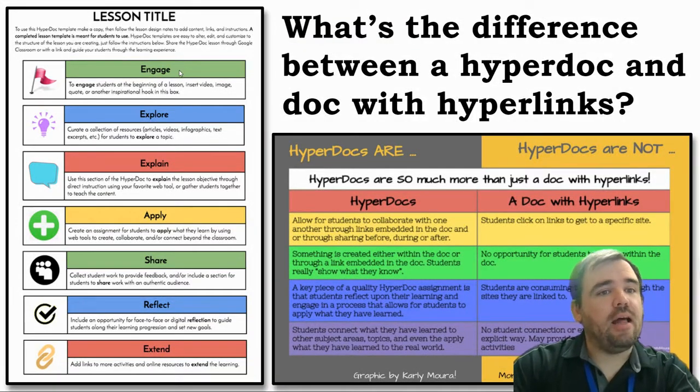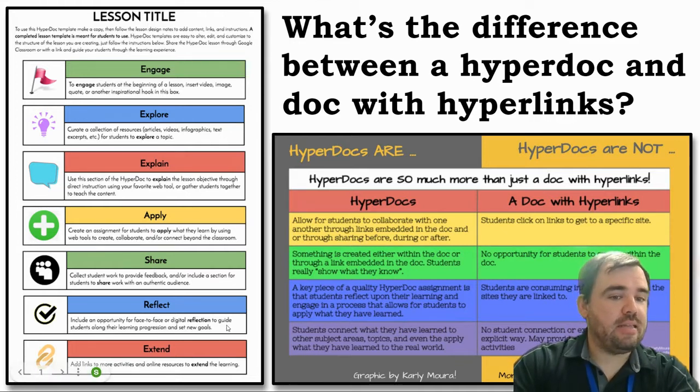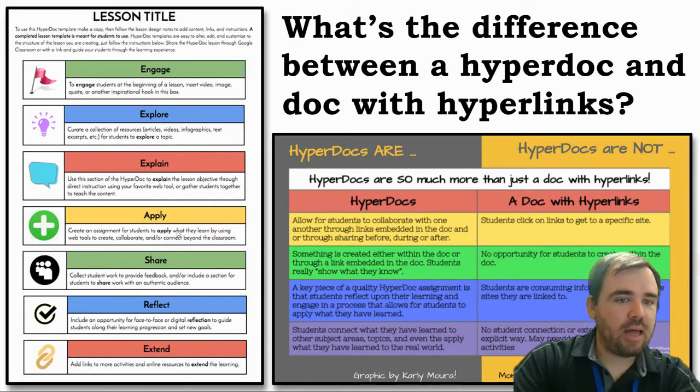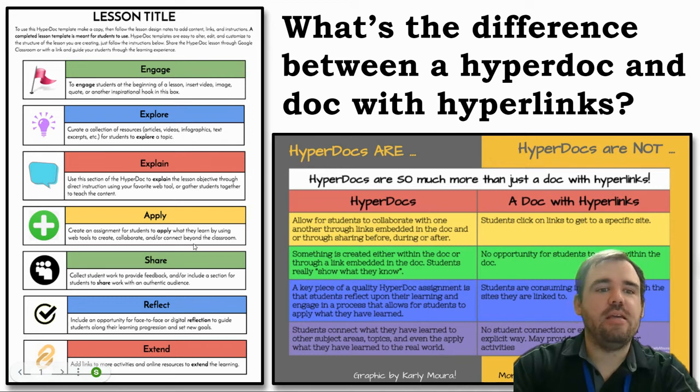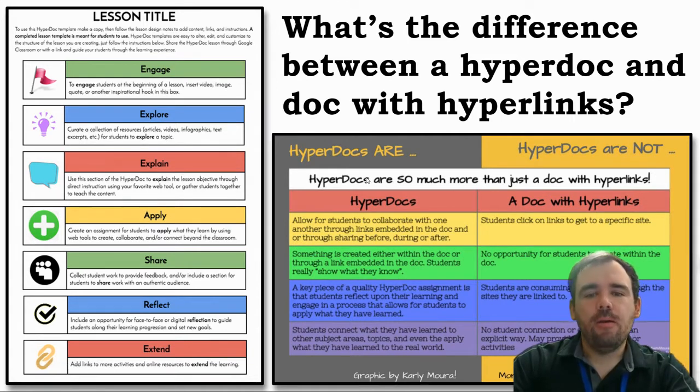So a traditional hyperdoc has the engage, explore, explain, apply bare bones structure of the hyperdoc framework. Oftentimes, they also have the share, reflect, and extend. Remember, you really need to have the skeleton, engage, explore, explain, apply, in order for something to be really considered a hyperdoc. And then many hyperdocs also have those last three. So let's go ahead and just take a quick look at what a hyperdoc is and what it isn't.